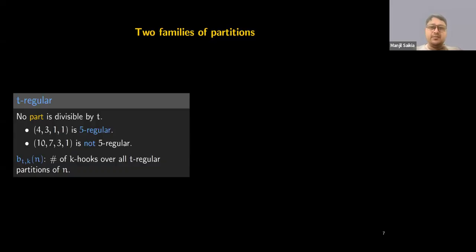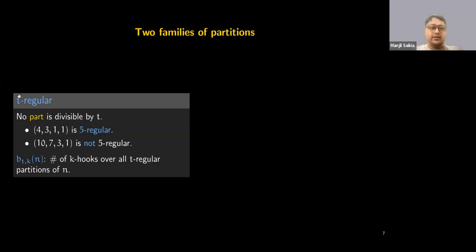So the first family that I'm interested in is what are called the T-regular partitions, where no part is divisible by T. So if you look at this partition 4, 3, 1, 1, then this is a 5-regular partition because there is no part in this partition which is divisible by 5. Similarly, if you look at 10, 7, 3, 1, this is not a 5-regular partition because the part 10 is already divisible by 5.